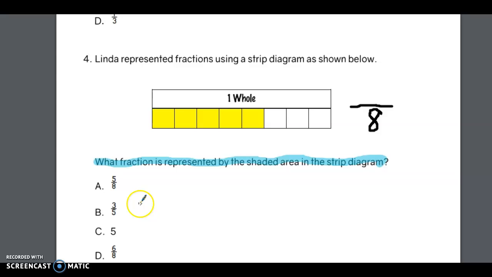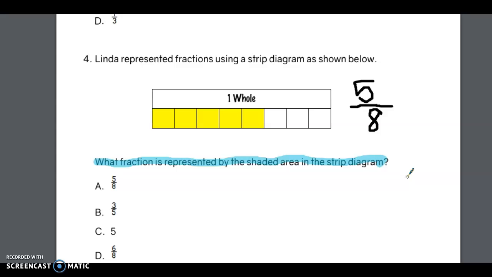Okay? Now I need to figure out what fraction is represented by the shaded area in the strip diagram. So I want the shaded area. 1, 2, 3, 4, 5. See, in this case, the shaded area is yellow. It's not always yellow. It's not always gray. It's not always green. It's different colors. Again, the shaded area is the area that is not white, okay?